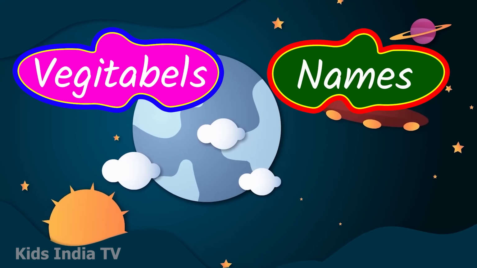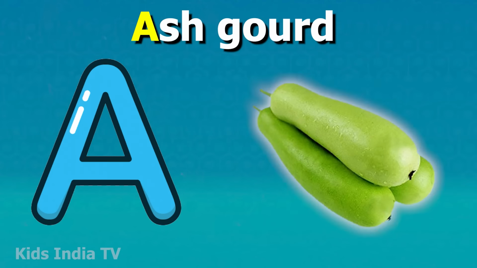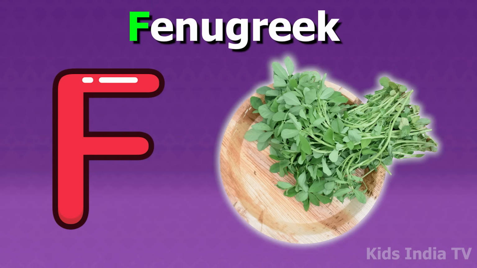Vegetable names according to alphabets. A for ash gourd. B for broccoli. C for carrot. D for drumstick. E for eggplant. F for fenugreek.